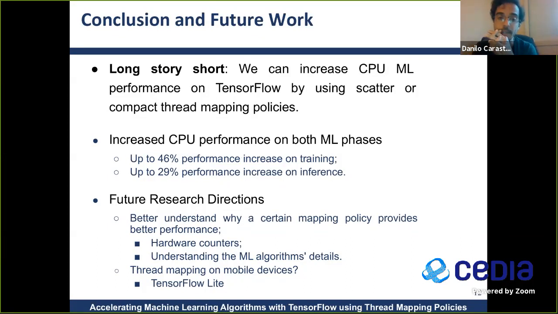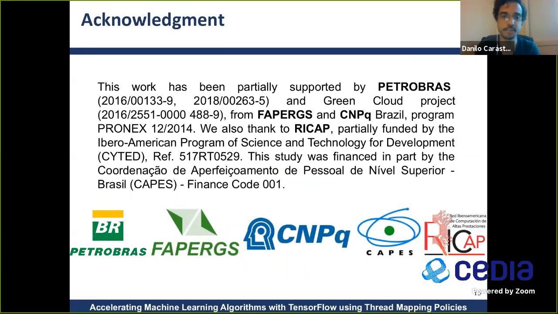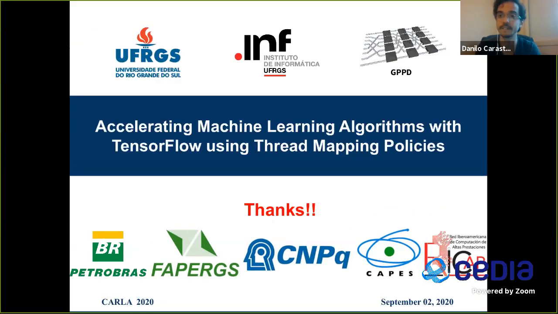And also another interesting question that can be studied is if these thread mapping policies were enabled on mobile devices, for instance, what effect we can obtain. And actually, we have mobile processors, which are multi-core processors already, and we have machine learning actually being run on mobile devices as well. So it would be interesting to see what we can expect when we account for mobile devices. And here, just to thank all of our funders for making this work possible. And that concludes my presentation, and I thank you very much.